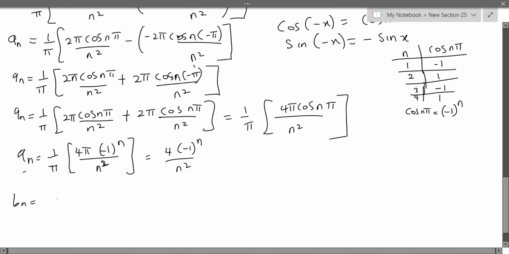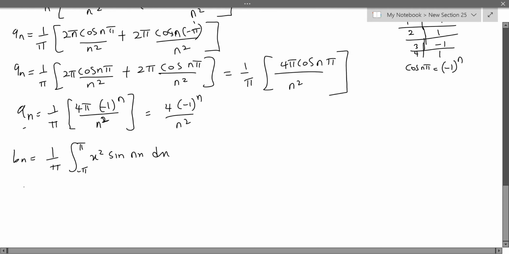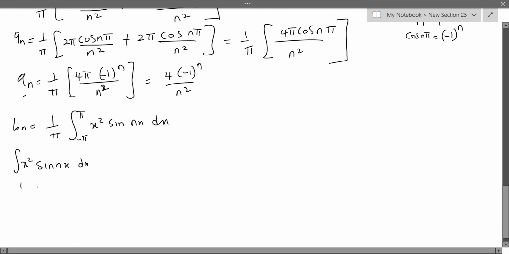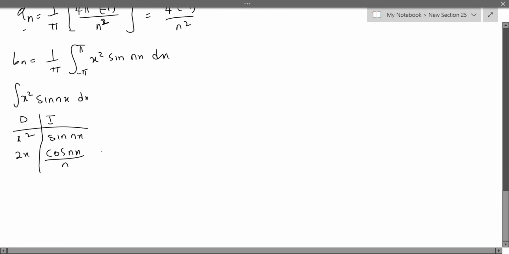Now let's go to bn. Bn is 1 over pi, integral from minus pi to pi, f of s is s squared sine ns ds. So we are still going to use the DI method to evaluate the integral. How does the DI method work? You do the D and then you do the I. So we have the s squared, we have the sine ns. Differentiate this one, you get 2s. Integrate this, you get cos ns over n. I think it's even minus cos that.